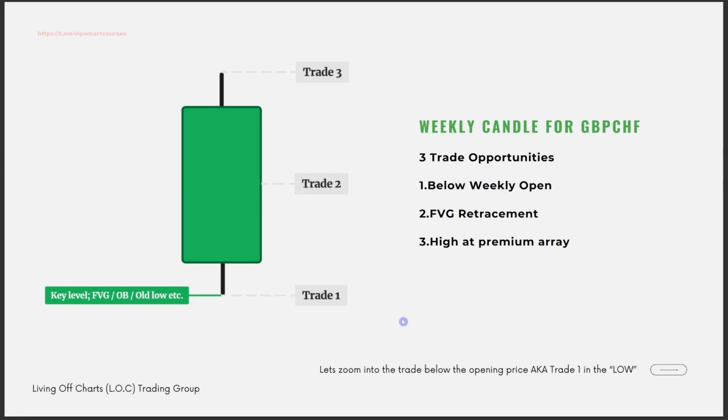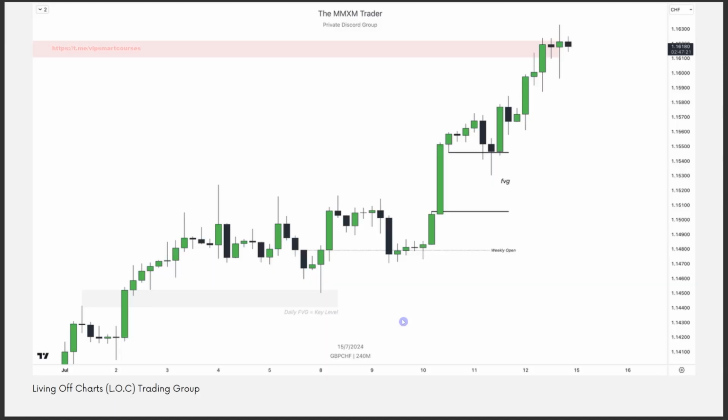So let's zoom into the trade below the opening price, and that is trade number 1 in the low. So we've got a GBP CHF 4-hour chart over here, and I want you to look at this chart and think about the previous educationals as well. Think about the market cycles, what we need to do before we can determine a high probable smart money reversal, etc. But over here we've got that daily fair value gap. So this is the key level, and the weekly opening price is over here.